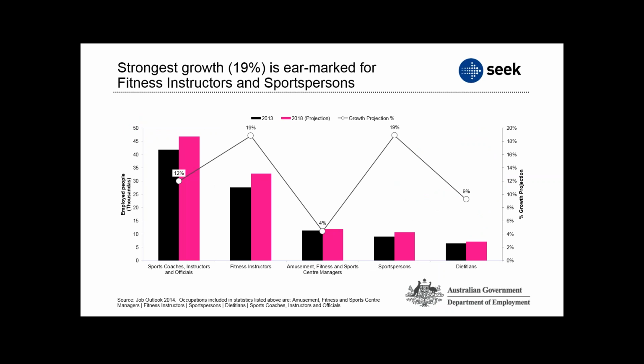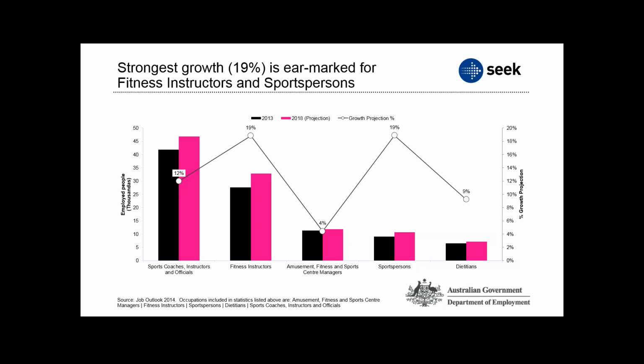Now, to break this apart, not all roles are actually growing at the same rate. Some are growing at faster rates than others. And the really big ones, so we're talking about sports coaches, instructors, and officials. It's the largest employment category, and that has a really strong growth attributed to it as well. So 12% over the next 5 years is what's projected by the Department of Employment. So that's almost double the national average.